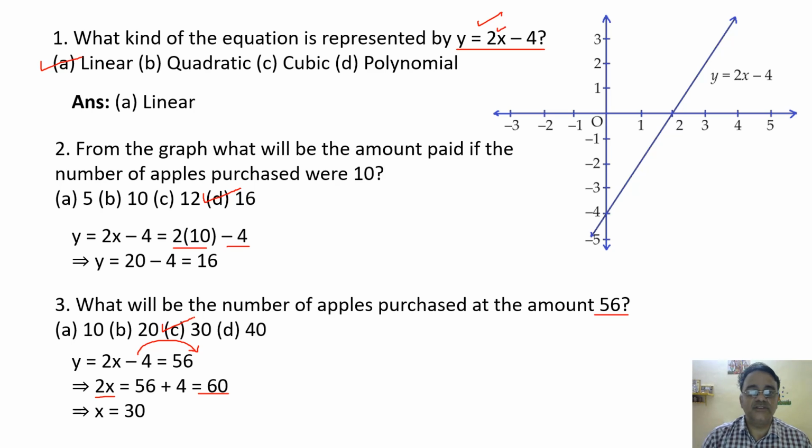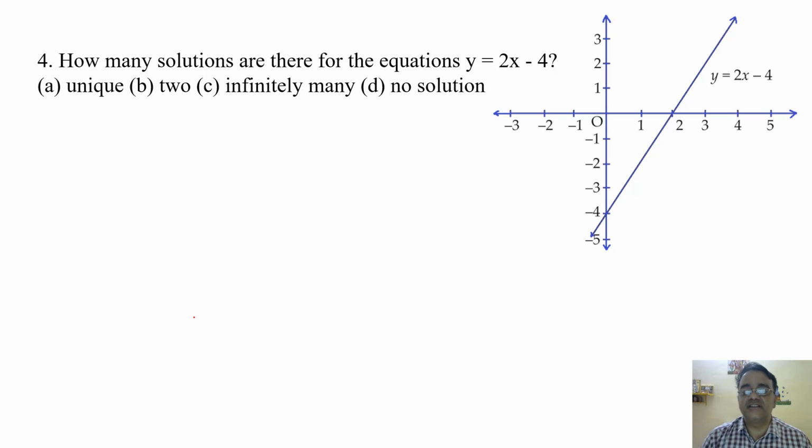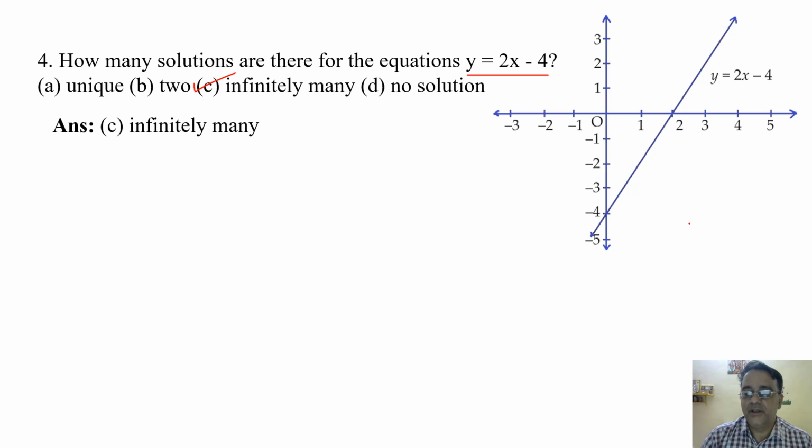Now we are moving toward the next. How many solutions are there for the equation y is equals to 2x minus 4? Answer, infinitely many. Okay, the correct option is C. क्योंकि इसको हम लोग स्ट्रेट लाइन से रिप्रेजेंट कर रहे हैं और उसमें जो भी पॉइंट होगा वो इसका सॉल्यूशन होगा और we know that infinitely many points are lying on the line, right? So correct answer is infinitely many.